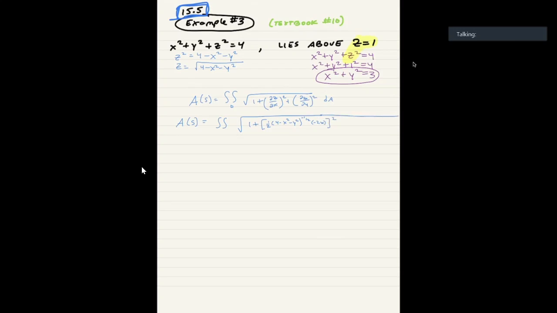Okay. All right. And then we add to that the partial with respect to y, which is the same thing, right? So 1/2 times 4 minus x squared minus y squared to the negative 1/2 times negative 2y. We want to square that. Okay. dA at the end. All right. So let me simplify it.